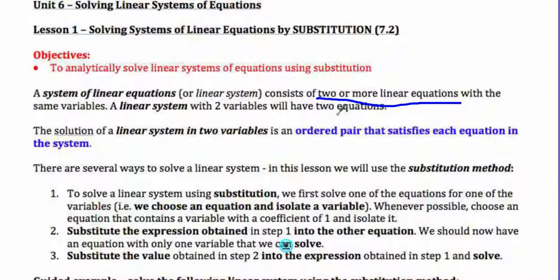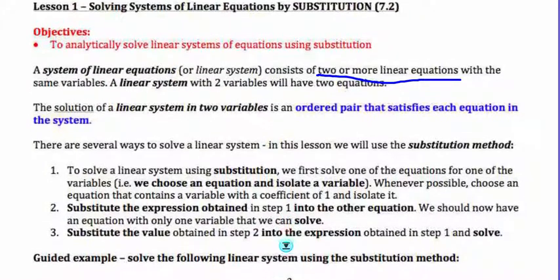Effectively, if our two equations have the same two variables, let's say x and y, we'll end up with two equations, each with an x and a y, and we will attempt to find the values of both x and y. And so this is a system of equations.